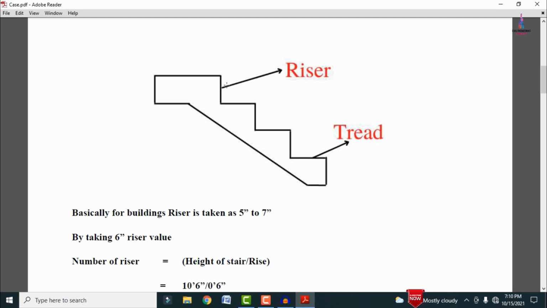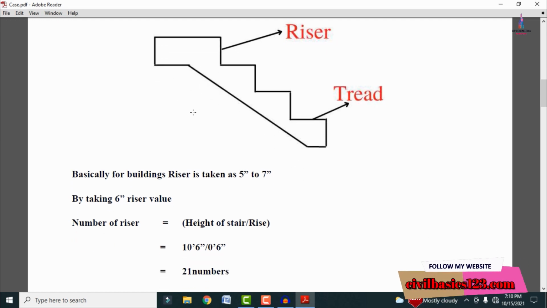Basically, the vertical portion of a staircase is called the riser and the horizontal portion is called the tread. Let us consider this example. For a building structure, the riser is taken as 5, 6 or 7 inches; these are the standard values for any kind of staircase. If you need a more fluent staircase, you can consider smaller riser values. Here, as per my consideration, I am taking a 6 inch riser.